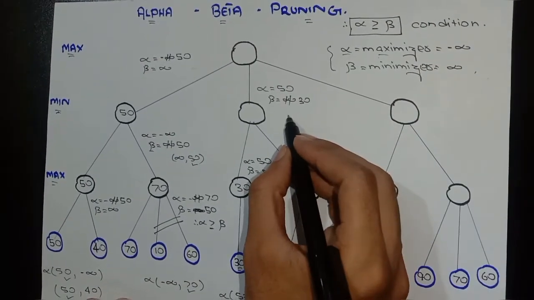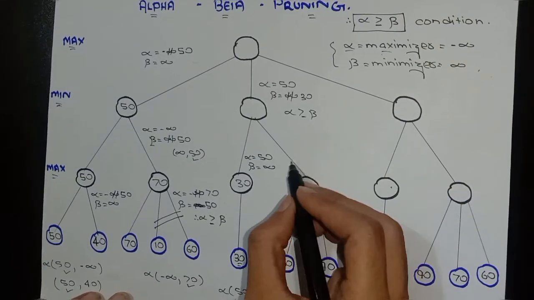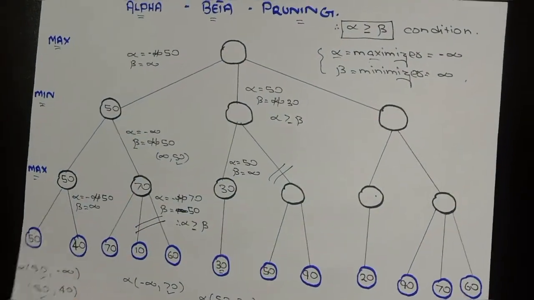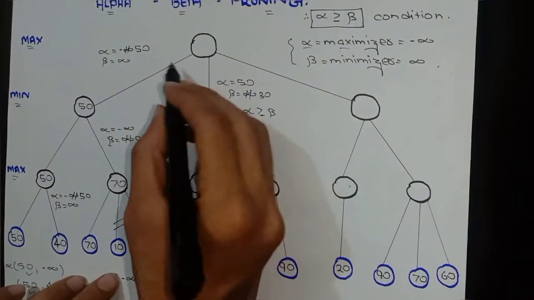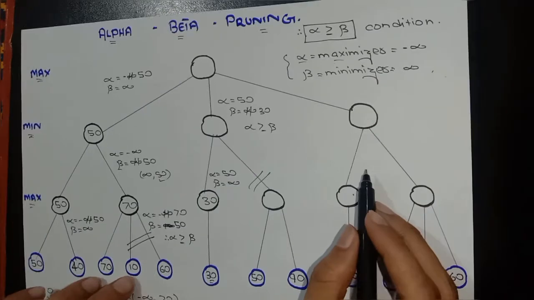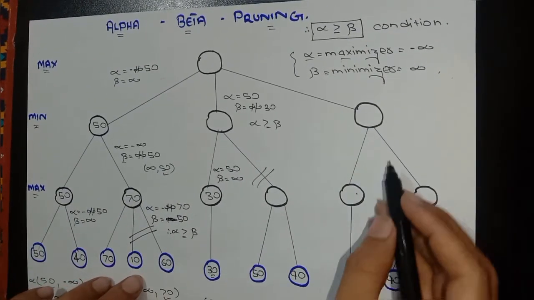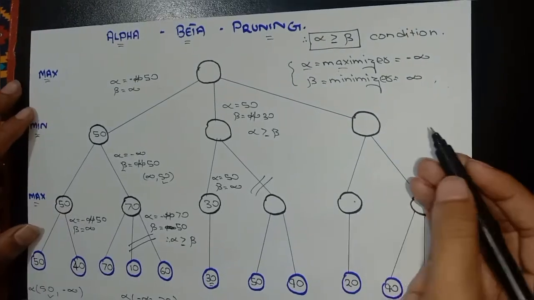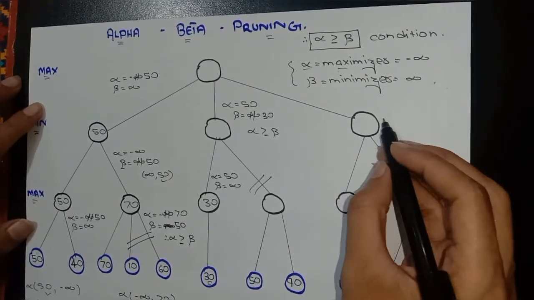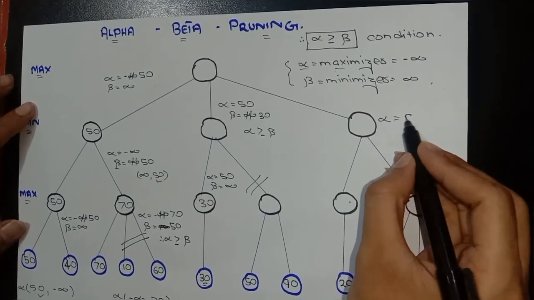Now we consider the upper level, which is minimum. Is beta, infinity, minimum, or is 30 minimum? Basically 30 is minimum. Now here the condition is true, where alpha is greater than or equal to beta, because alpha is 50 and beta is 30. I will prune the next node and will not traverse it. Now I'm going to the third node, which is the last one.